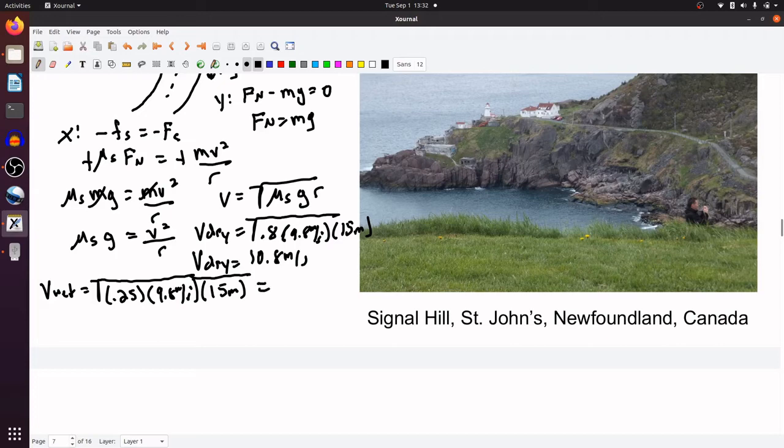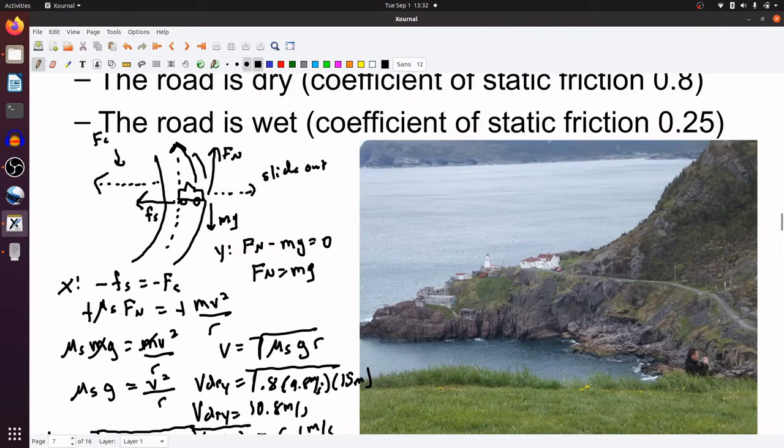And you've probably noticed this when you're driving, that you can't take turns quite as fast when it's wet outside, particularly if it's snowing, because that has to do with the static friction. And that all has to do with the fact that you're going to slide out and that the centripetal force is going to point towards the center of the circle. This is for a completely flat road.